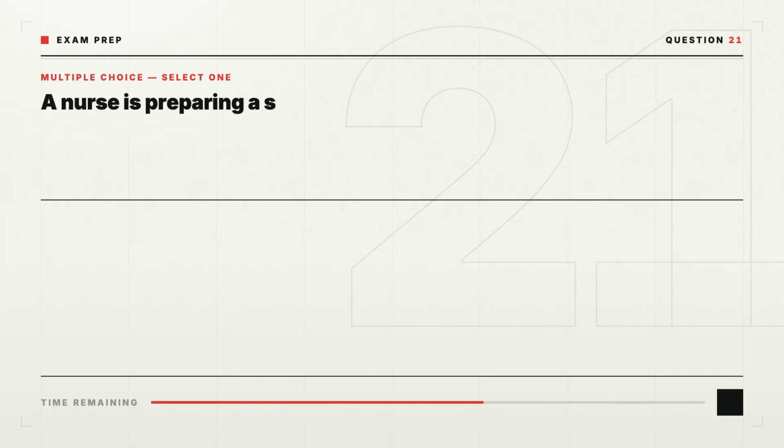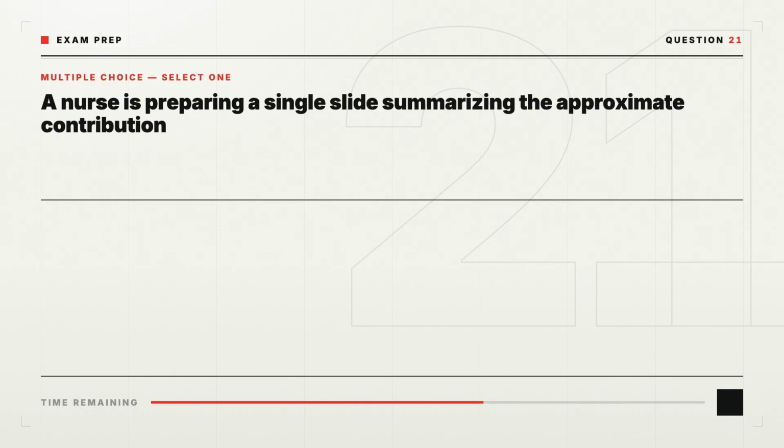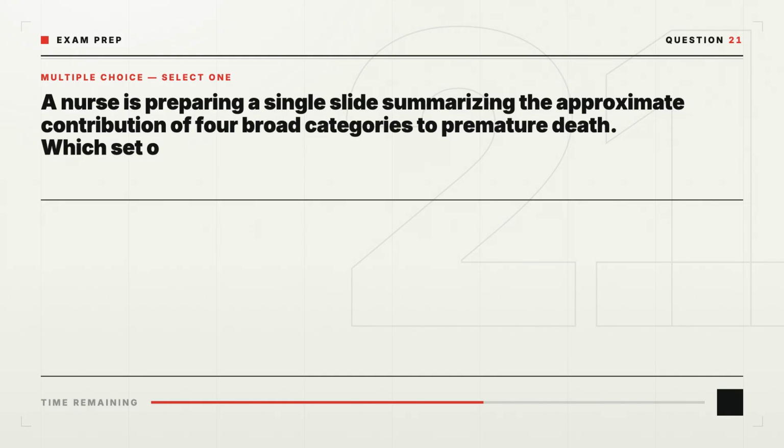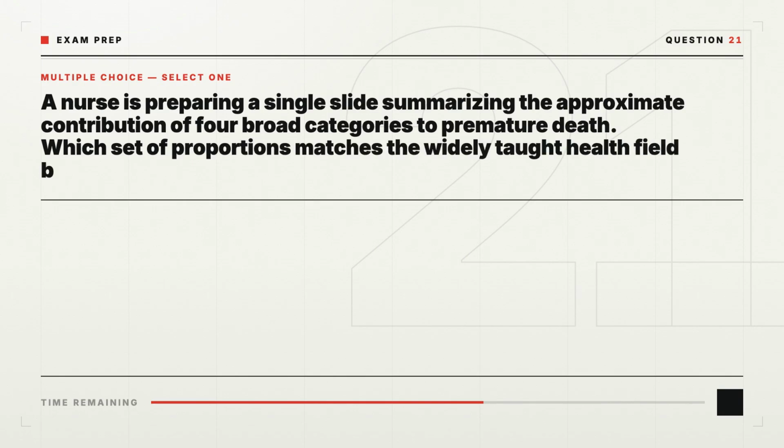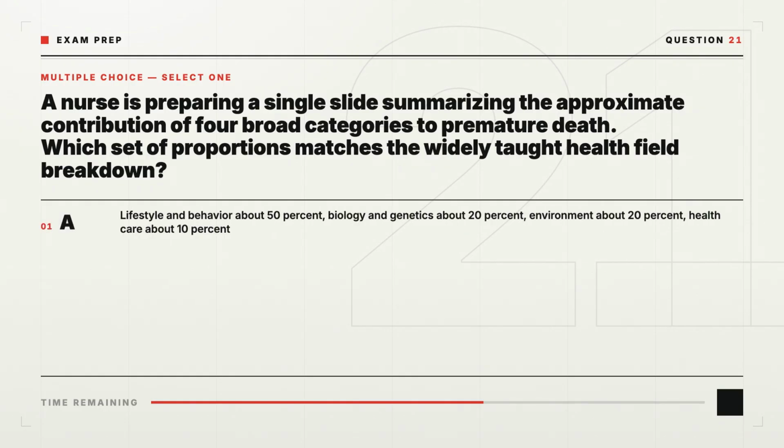Question 21. A nurse is preparing a single slide summarizing the approximate contribution of 4 broad categories to premature death. Which set of proportions matches the widely taught health field breakdown? Your options are A. Lifestyle and behavior about 50%, biology and genetics about 20%, environment about 20%, healthcare about 10%.